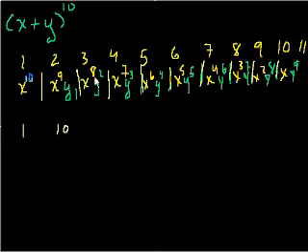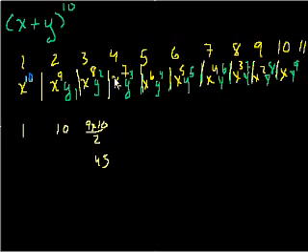The third term's coefficient is going to be the exponent on the x, right? So it's 9 times its coefficient, which is 10. So it's going to be 9 times 10 divided by the term it is. So it's going to be 9 times its coefficient, 10, divided by 2. So what's 9 times 10? That's 90 divided by 2, which is 45.